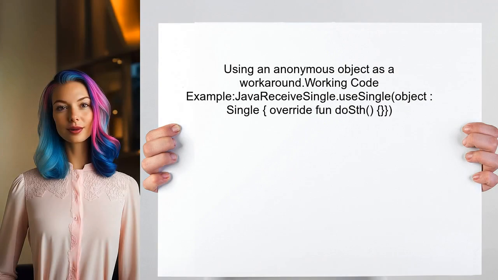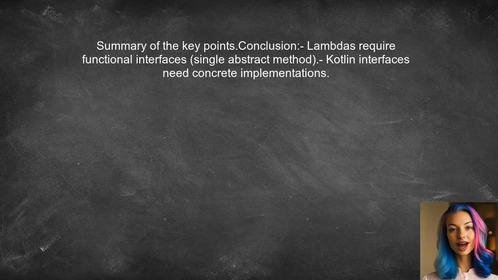In contrast, the user can successfully use an anonymous object to implement the single interface. This is because the object provides a concrete implementation of the interface, which is what the method requires. To summarize, the user cannot use a lambda for a Kotlin interface because Kotlin requires a concrete implementation of the interface. Lambdas can only be used with functional interfaces that have a single abstract method.